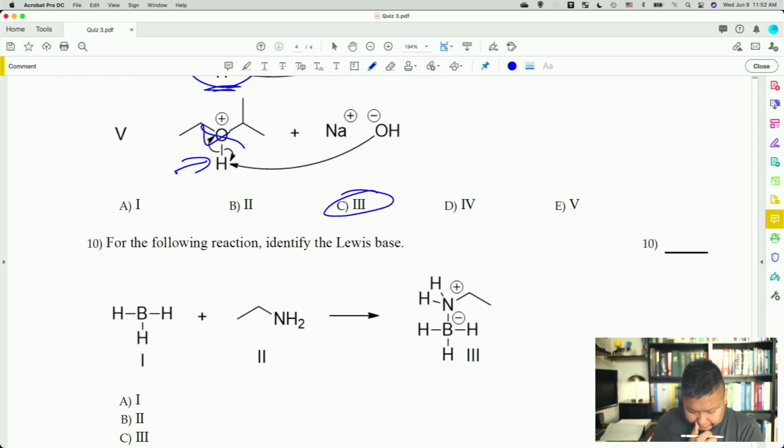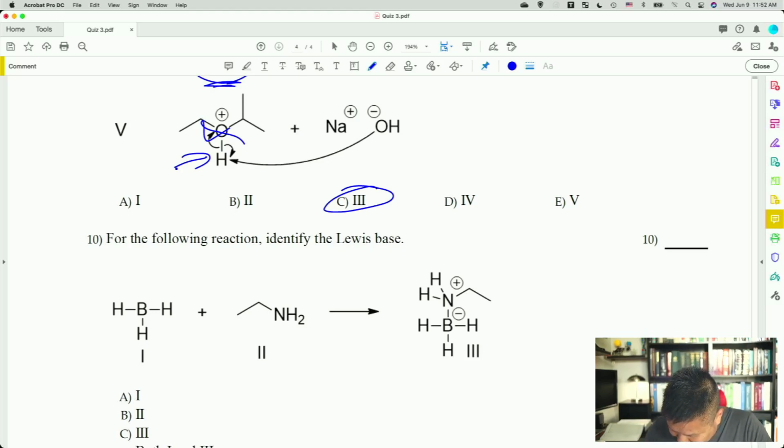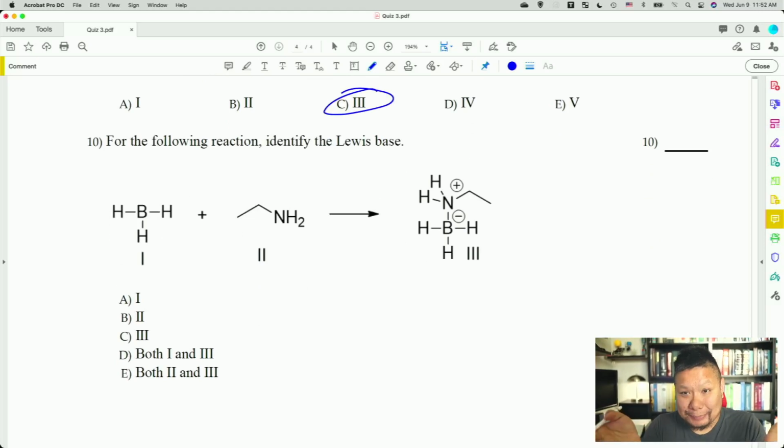And then last but not least, number 10. Identify the Lewis base. So the Lewis base is the thing that's going to be doing what? It's the electron pair donor. So the easiest thing to do here is to figure out which one has the extra electron pair that it can actually donate. The only thing that has an extra electron pair is that amine group right there. That's the only thing. So that means that's the only thing that could be the electron pair donor, which means that's the Lewis base. That's all you have to do with that.